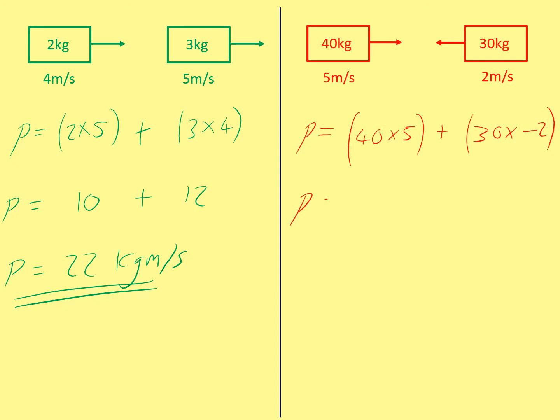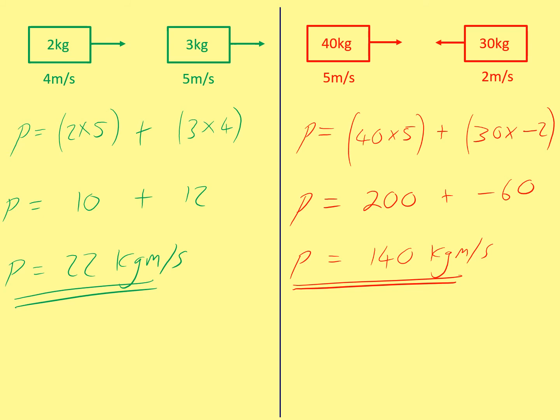So the total momentum is going to be 40 times 5, which is 200, plus 20 times minus 2 is minus 60. So the total momentum is going to be 200 minus 60, 140 kilogram meters per second. And that's the total momentum of that system on the right.